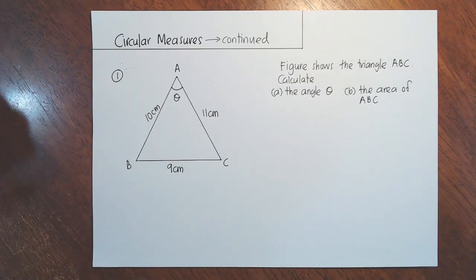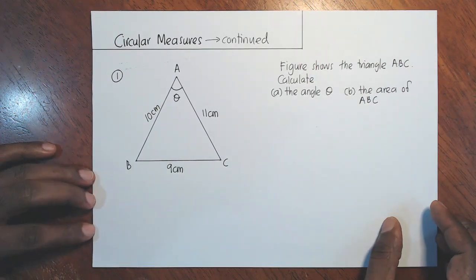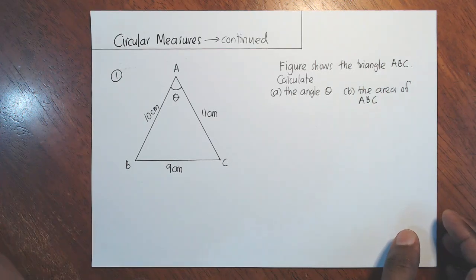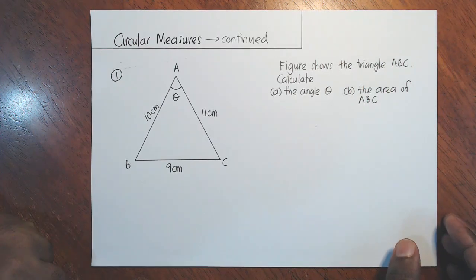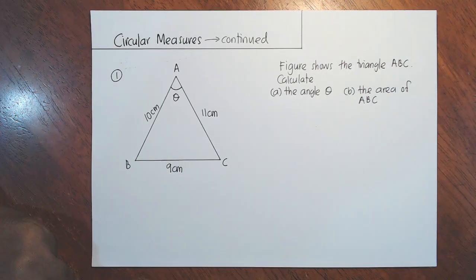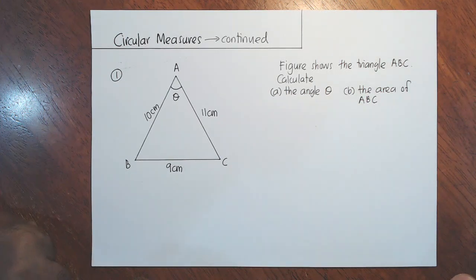Hello guys, let's continue with our circular measures. Even though the chapter is known as circular measures, you will come across a lot of triangles in the chapter. Quite ironic, but yep, there will be a lot of triangles. The chapter is actually related to solution of triangles from Form 4. But let's look at a few examples so that you can understand how to solve these triangles.